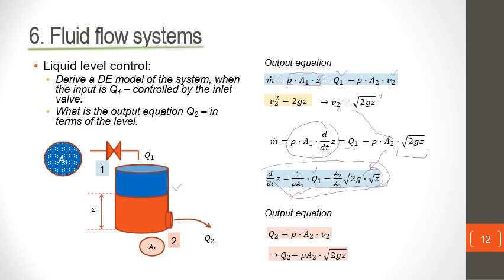And we can see, because we said initially that our outflow, which is Q2, is equal to rho times A2 times V2, it implies that if you substitute for V2, then Q2 is going to be rho A2 times the square root of 2GZ. If you substitute that back in for V2, we have a nonlinear model of the equation.